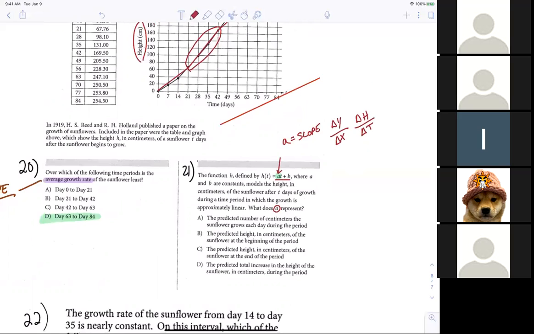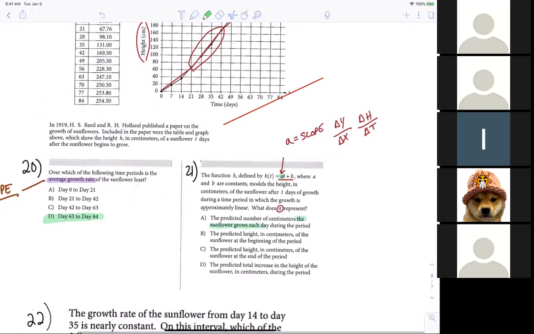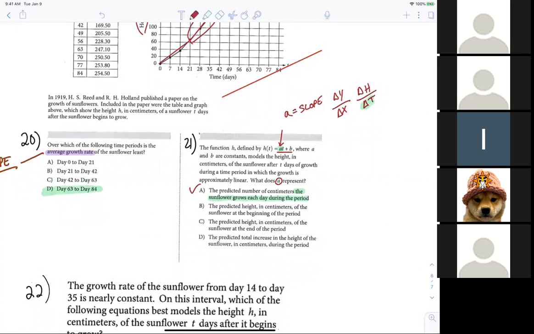The predicted numbers of centimeters the sunflower grows each day during that period. Well, it is the change in height, which is how much it grows each day. That's what the change in time is, days. So let's go ahead and I think it's A. All right, but let's look at B. The predicted height in centimeters of the sunflower. All right, well, predicted height is not a change, so I know it's not B. The predicted height in centimeters of the sunflower at the end of the period. That's not a change, okay? The predicted total increase in the height of the sunflower in centimeters during that period, all right?